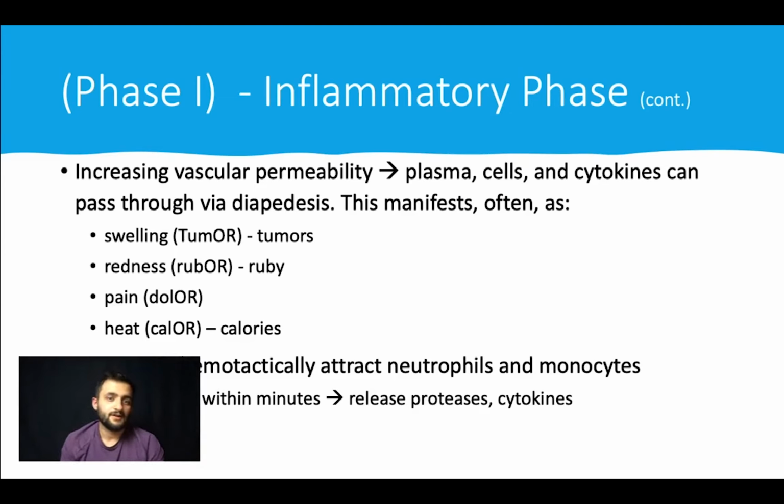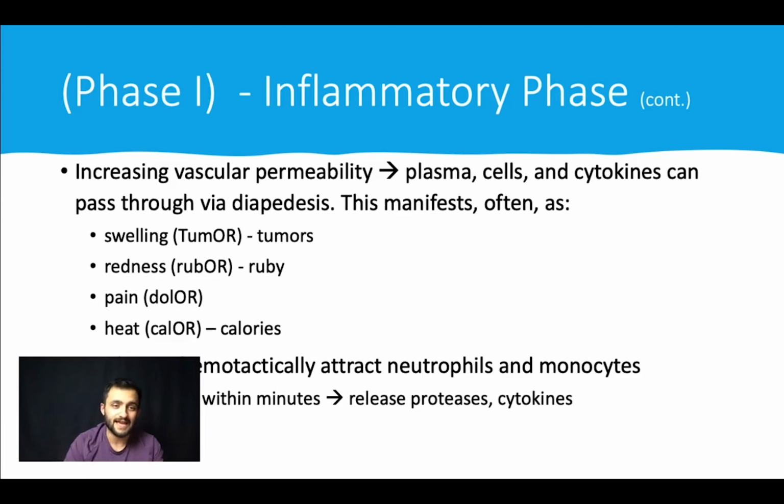So, carrying on with that, the next big thing we need is increasing vascular permeability. We need that so that plasma, cells, and cytokines can all pass through via diapedesis, right? And this manifests often as what we talked about earlier: swelling, tumor, okay? I remember that tumor is swelling because of tumors, right? Then we have rubor, which is the redness, okay? So we think of rubies, rubor, rubies. Then we have pain, which is dolor, and that's the only one that doesn't have a great mnemonic.